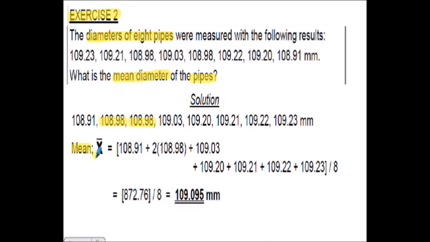So calculating my mean, my x bar here, I will simply apply the formula we're using, summation of the fx's divided by summation of the f's. So on the top line, we will get the 108.91 plus 2 times 108.98, because there's 2 of those, but all the other terms are all the individual values, so there's just one of those. So working out the top line, in this case will give me 872.76, and of course there are 8 pipes in the series, so we divide that by 8. So the mean average diameter for these 8 pipes is 109.095 millimeters.